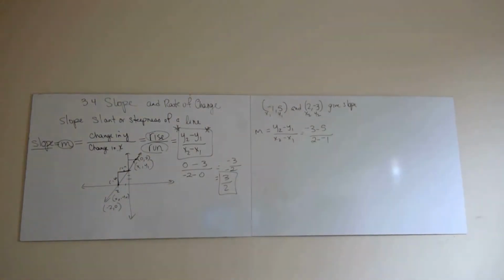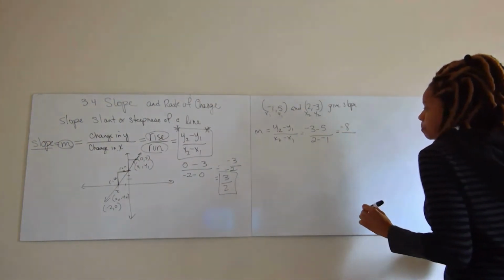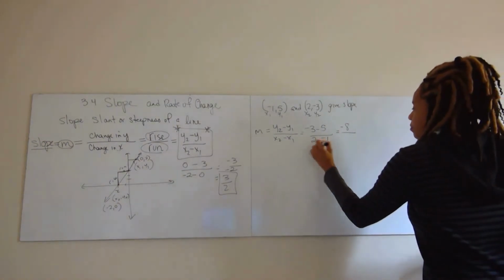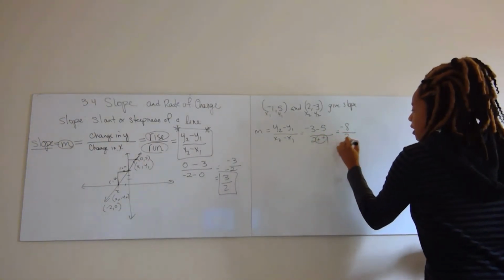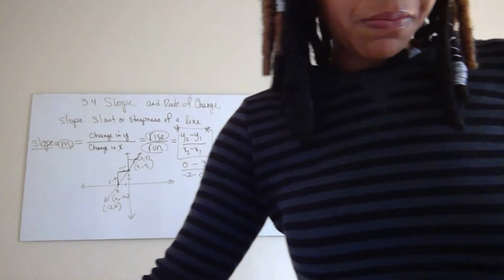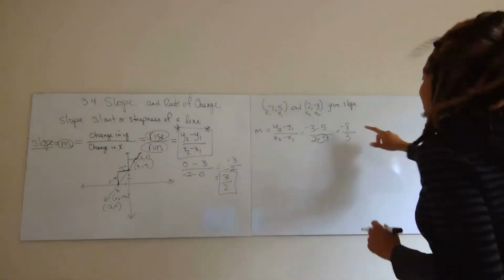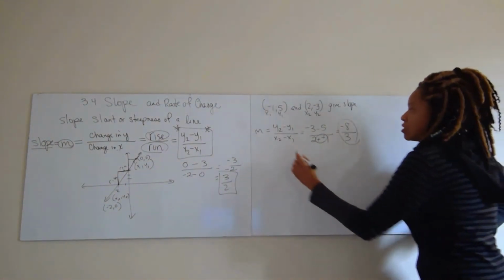All right, so what now? Now we would just simplify. So -3 minus a 5. The signs are the same, so we'll be looking at -8 over. And then 2 minus a -1 would give us a plus, so we would get a 3. So -8 over 3 is what we end up with as our slope. So let's look at this.